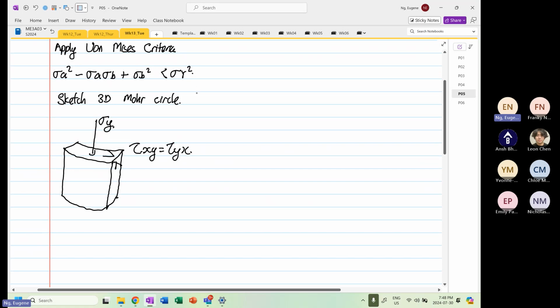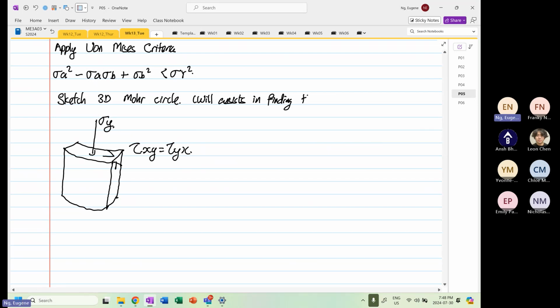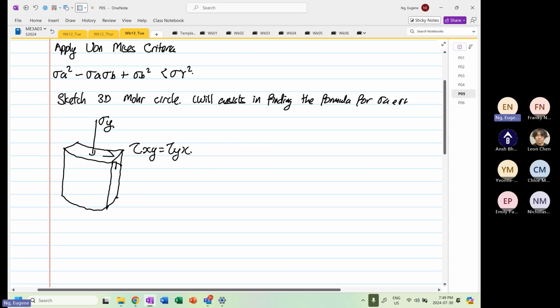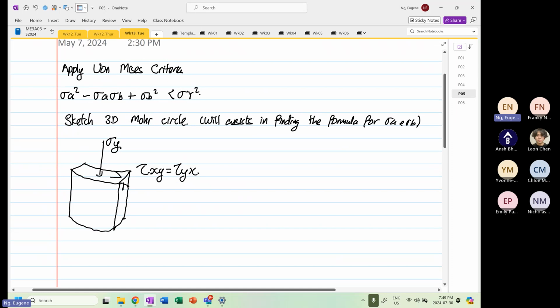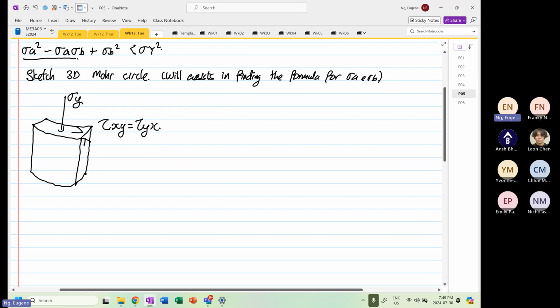How is this sketch going to help us? This sketch will assist in finding the formula for stress A and stress B. If we apply Von Mises criteria, we need to find what stress A and stress B are, which are the principal stresses. Okay, so now we sketch. Just a sketch.